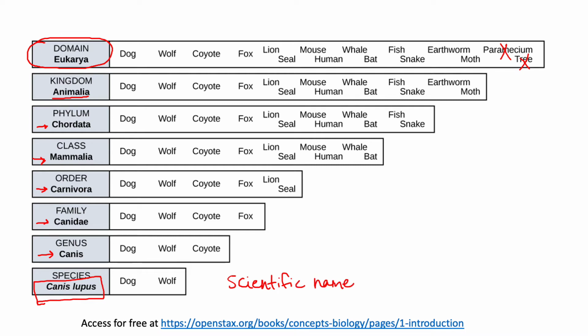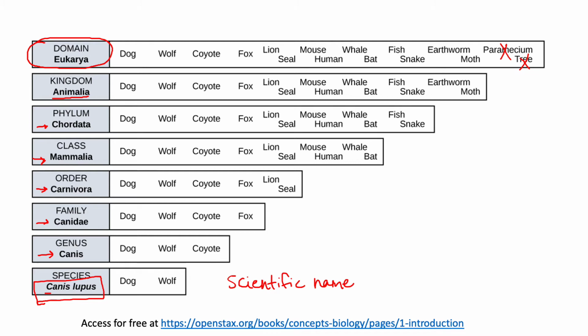It's called a binomial because it has two parts. And it's Latin, so you probably don't recognize that. The other important thing is, notice that the first word has the first letter capitalized, but the second word is lowercase. And in this situation, because it's typed, it's written in italics. If you were handwriting it, then you would underline the scientific name.